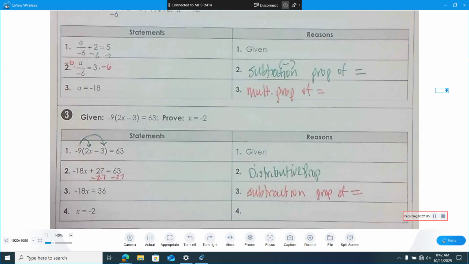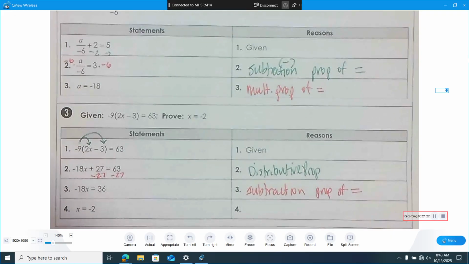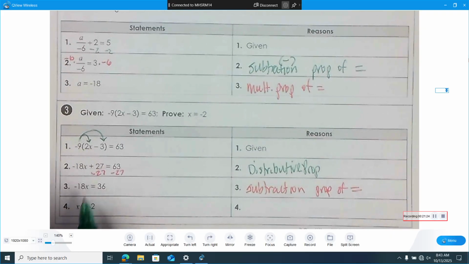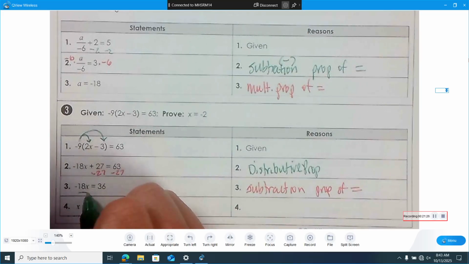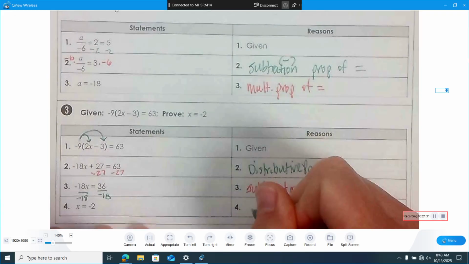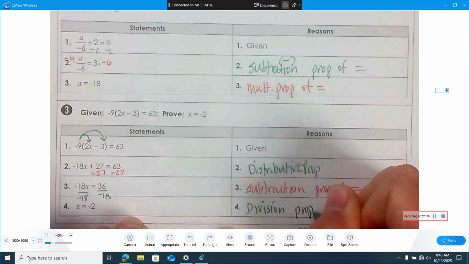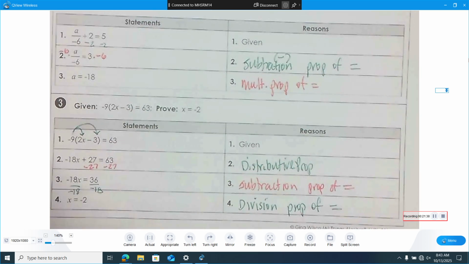You know what's kind of nice about proofs? They give you the beginning and the end. Should you ever get them wrong? No. So you should be able to get there logically as you go. So it should work. What should we do to go from step 3 to 4? Division, dividing both sides by negative 18, and we see we'd get negative 2. Division property of equality. Fantastic.